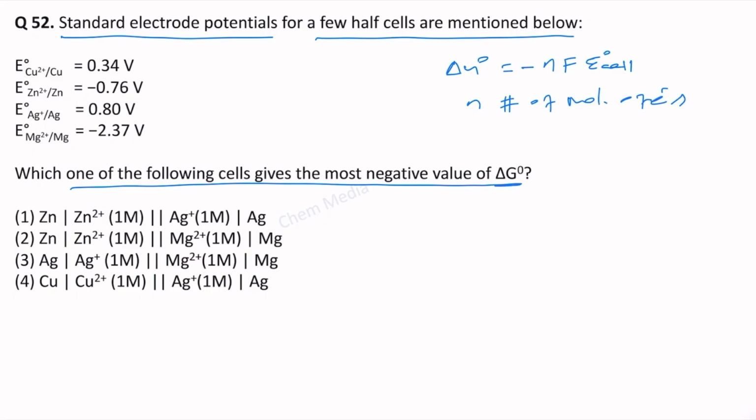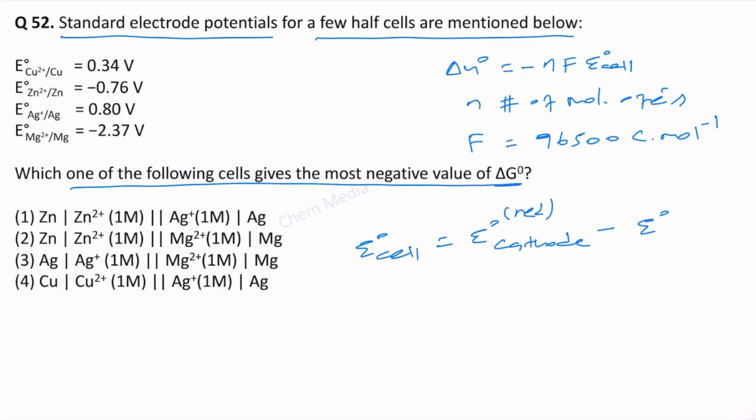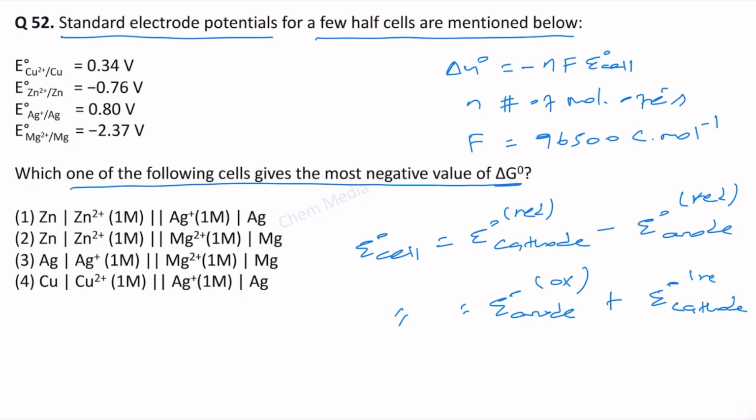moles of electrons and F is the Faraday constant, which is 96,500 coulomb per mole, and E standard of the cell is equal to E standard of the cathode, that is the reduction potential, minus E standard of the anode, that is also reduction potential. Now some instructors do write it this way, that is E naught standard of the anode oxidation plus E naught standard of the cathode reduction.